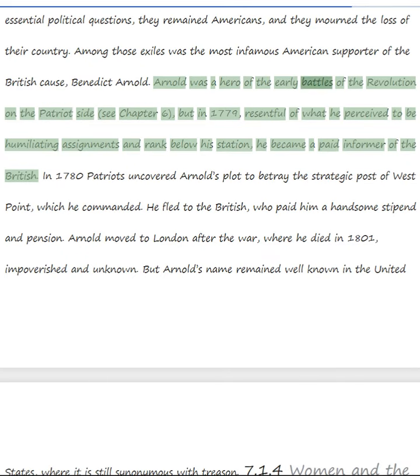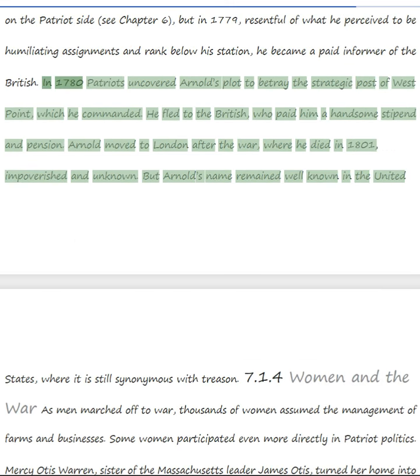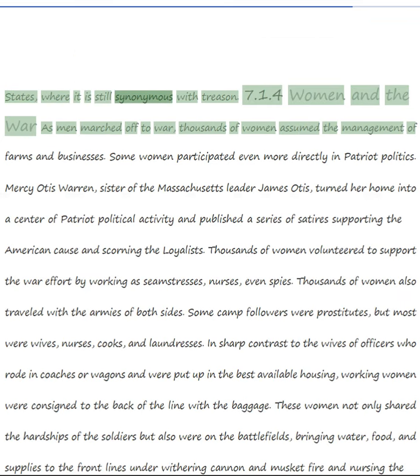Arnold was a hero of the early battles of the Revolution on the Patriot side, but in 1779, resentful of what he perceived to be humiliating assignments and rank below his station, he became a paid informer of the British. In 1780, Patriots uncovered Arnold's plot to betray the strategic post of West Point, which he commanded. He fled to the British, who paid him a handsome stipend and pension. Arnold moved to London after the war, where he died in 1801, impoverished and unknown. But Arnold's name remained well known in the United States, where it is still synonymous with treason.